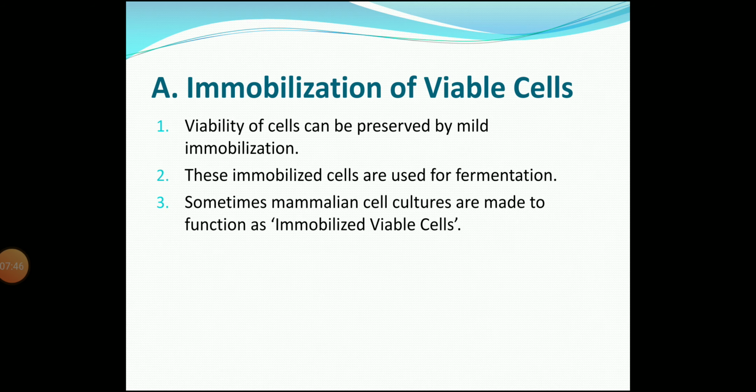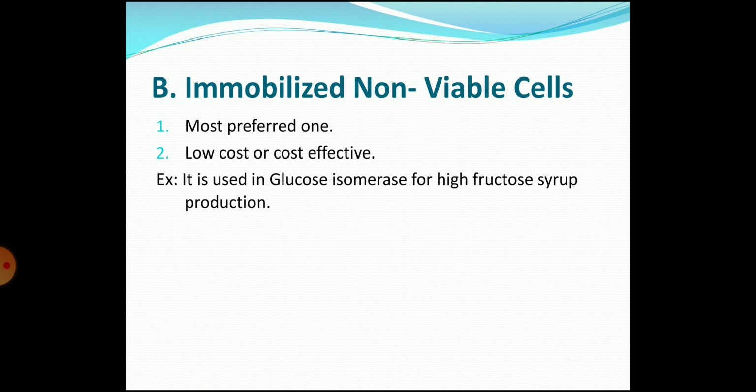Now we will begin with immobilization of viable cells. Viability of cells can be preserved by mild immobilization. These immobilized cells are used for fermentation. Sometimes mammalian cell cultures are made to function as immobilized viable cells. Next is immobilized non-viable cells. It is the most preferred technique. It is low cost and also cost effective. For example, it is used for glucose isomerase in high fructose syrup production.